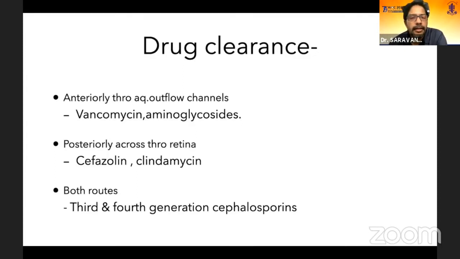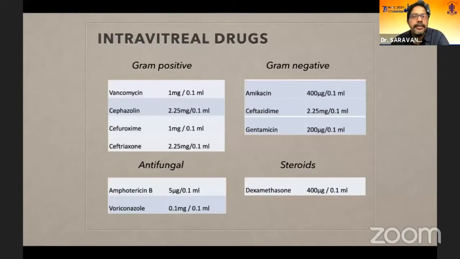you may have to go for coverage of both. For gram positive, usually the choice is vancomycin. And for gram negative, ceftazidime is the first choice, because amikacin and gentamicin, the aminoglycosides, can cause macular infarction as a toxicity. If you are suspecting fungal infection, either from the clinical appearance or based on your region, then you have to go for amphotericin B or voriconazole injection. Steroids can be given, especially when you know that the infection is getting uncontrolled. Again, go for repeat intravitreal antibiotics.